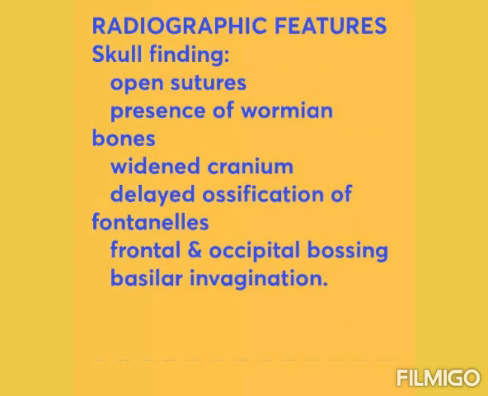Radiographic features. The first one is the skull finding. The skull film reveals open sutures, presence of wormian bones, widened cranium, delayed ossification of the fontanelle, frontal and occipital bossing, and basilar invagination. So these are the skull findings.